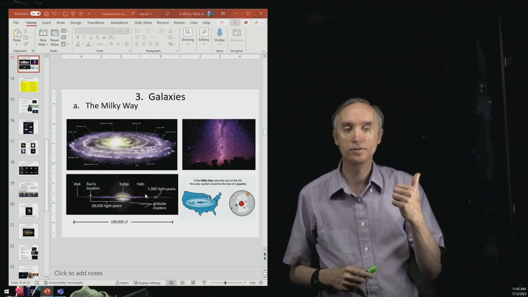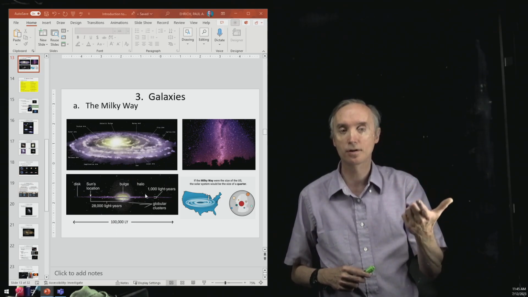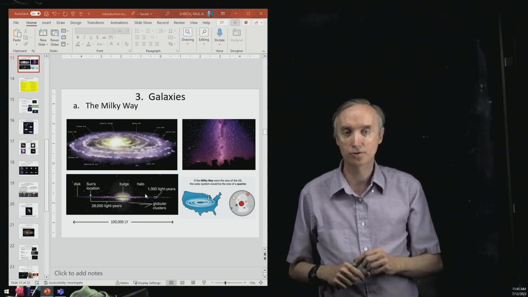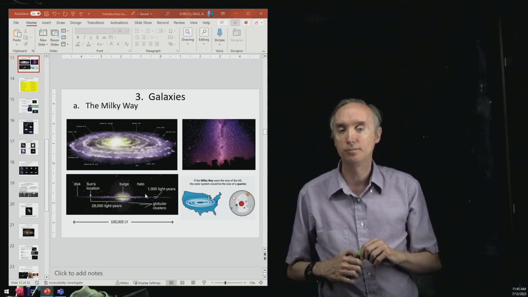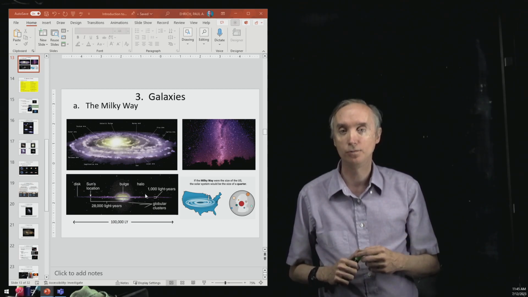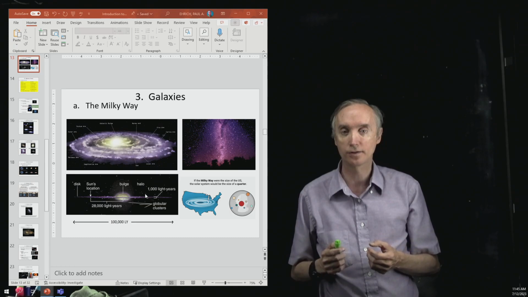So we've talked about stars, we've talked about star clusters, and now we want to talk about even larger structures in our universe, which are called galaxies. So we're going to begin by talking about our galaxy, which is the Milky Way galaxy.